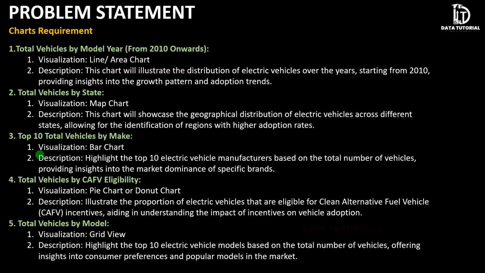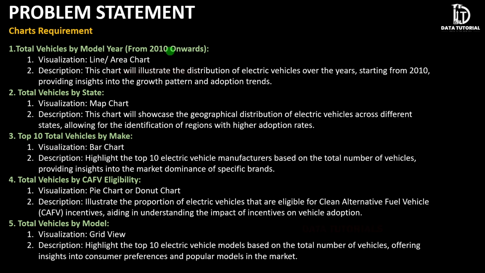Getting it? So the first chart which we want to design is total vehicles by model year. The total number of vehicles we are going to find out is with respect to model year, and there is one condition that we want to find it from 2010 onwards. So we don't want to see the data which is less than 2010, I mean to say less than 2011. Everything should be seen from 2011 and forward. We don't want data from 2010 and backward.